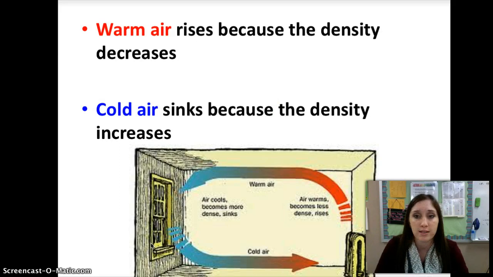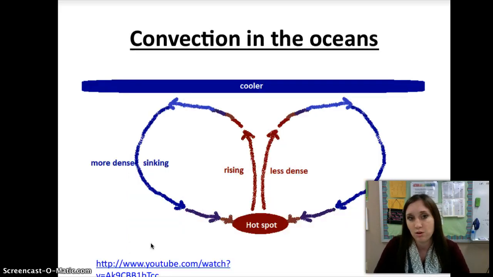So warm air rises because the density decreases. So that means it is going to be less dense. As you can look in the picture, it's going to rise. Colder air is going to sink because the density increases. It's going to go down. Hopefully this is a review for you.